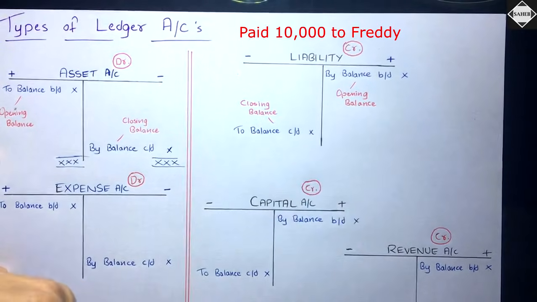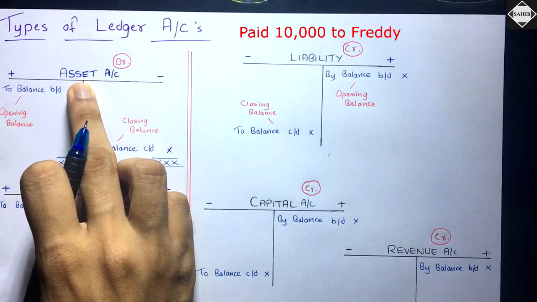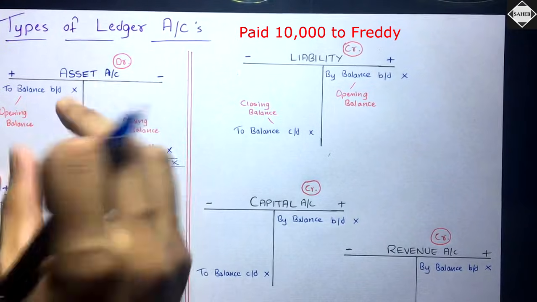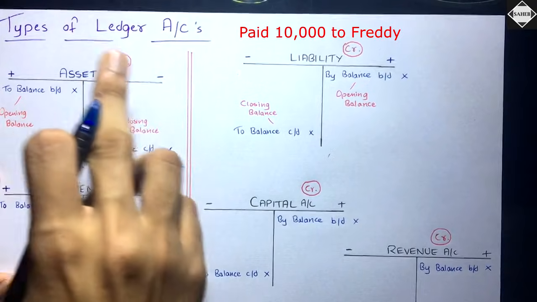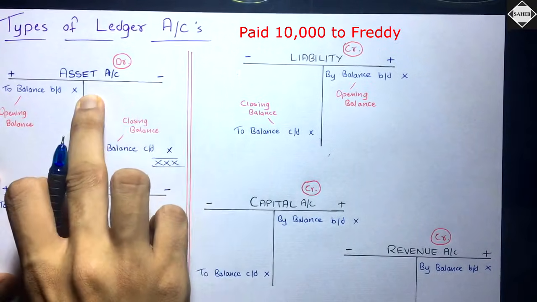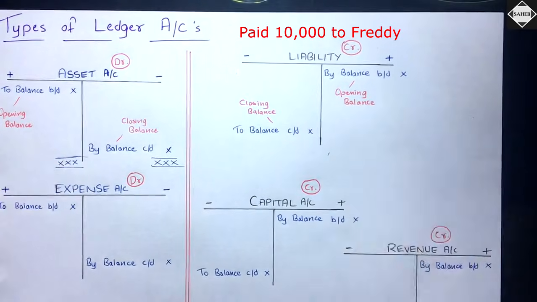But the other effect would be, you have to go to the cash account, and cash is your asset account. There, what will happen? Your cash is decreasing. So cash account credit, because cash is decreasing. You are paying the money, right? So cash account credit. How? Because you have paid it to Freddy. So here you will write "By Freddy account 10,000". So this is how you are showing the dual effects of a transaction.